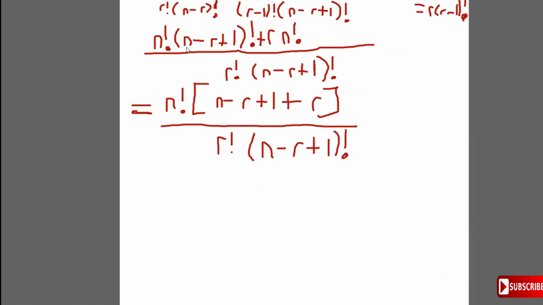So what am I trying to say? Want to make it bold and vivid. Think of this as k. Let k be equal to n minus r factorial. Think of that as k. Let's make it clear. And so k plus 1 factorial would be equal to n minus r plus 1 factorial. That would be k plus 1 factorial.